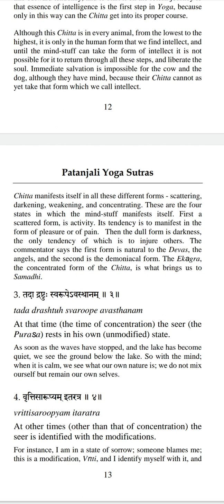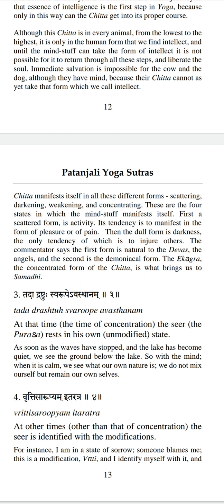So, if there is activity, then either you will get pleasure or you will get pain. Then the dull form is darkness, the only tendency of which is to injure others. Darkness is like that, and the tendency will be to hurt others, injure others, to think bad of others. The commentator says the first form is natural to the devas, the angels, and the second is the demoniacal form. The ekagra, the concentrated form of the chitta, is what brings us to samadhi.